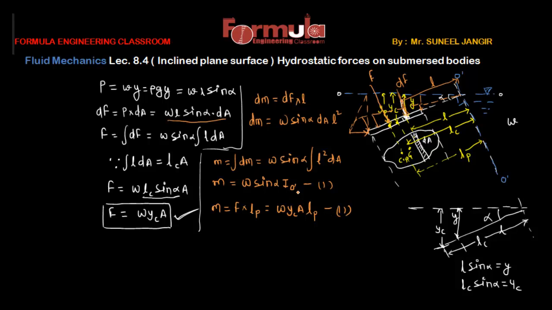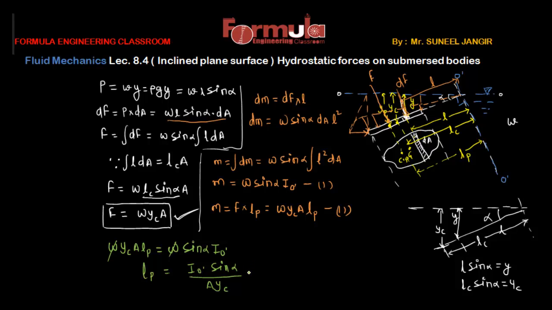So the moment by equation 1 and the moment by equation 2 will be equal, so we can equate them. So we can write YC A LP is equal to W sin alpha I O'. So W is out here. So LP will be equal to I O' sin alpha divided by this term, that is A YC.